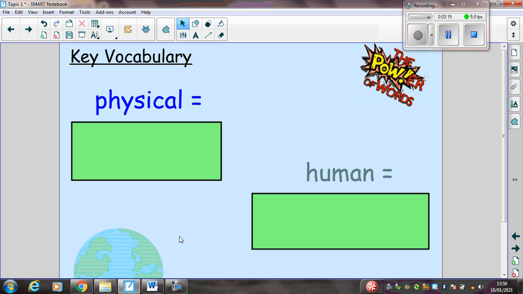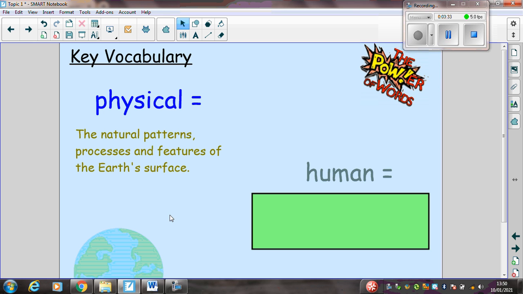Okay, so we're going to look at some key vocabulary now, and I think it's really important. These are geography terms that some of you might have come across before, but when we're thinking about the landscape of a country or a place, we can look at its features, and they can be categorised into either physical features or human features. So physical features are the natural patterns, processes and features of the Earth's surface. So that's when we're thinking about what it actually looks like in a natural way: mountain ranges, how much of it is desert, how much of it is green, lush fields, what kinds of rivers there are, all that kind of thing.